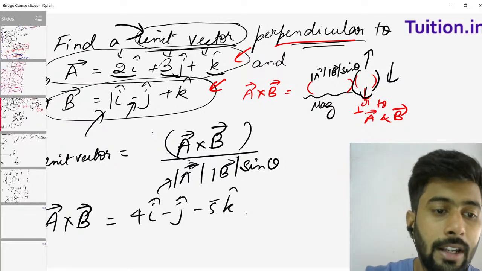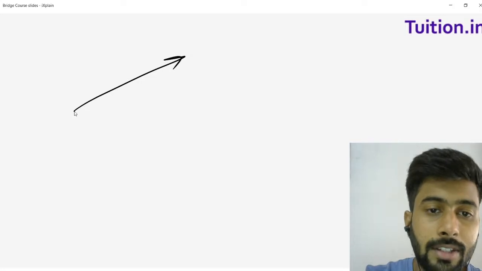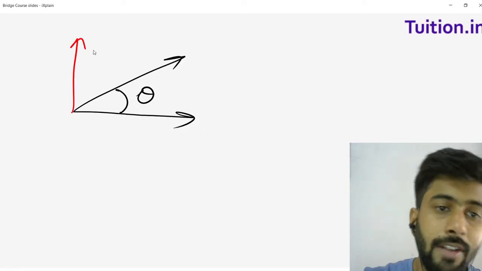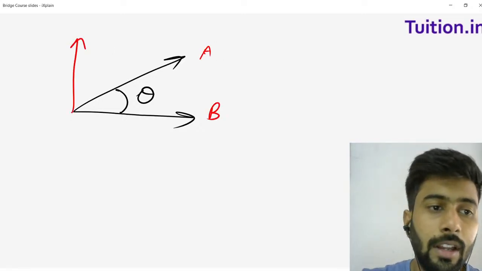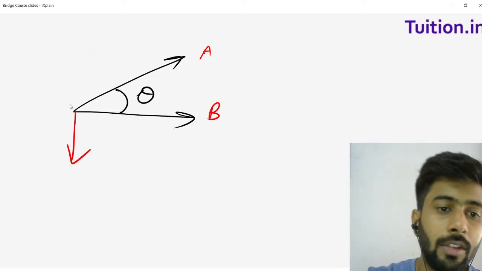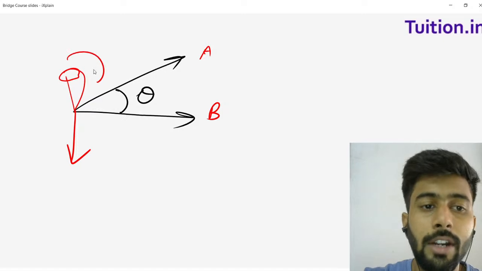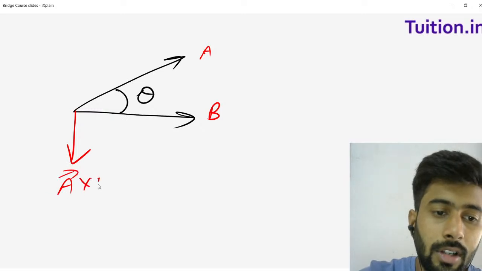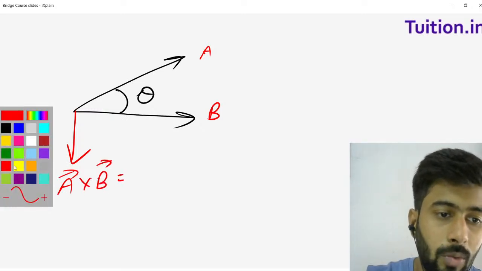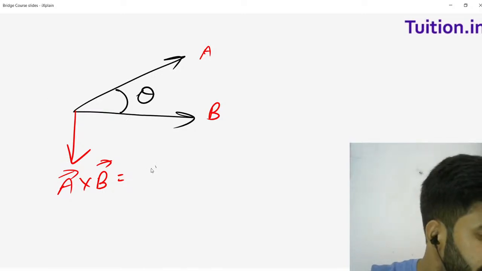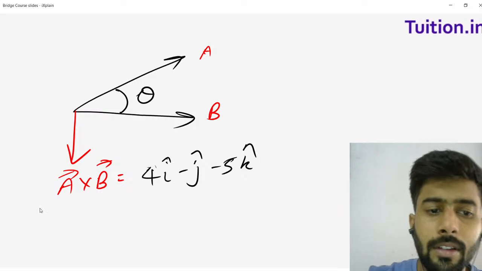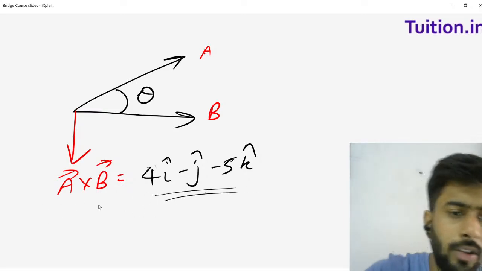Now let's see visually what we have got. Our A bar was something, our B bar was something, there was some theta between them, I don't know what it is, but I got this red vector. This is A, this is B. In fact, A cross B will point down, it will not point up. You can use the screw rule: rotate from A to B through the smaller angle, and that screw will go down. So the A cross B vector is pointing downwards, and I have got it as 4i minus j minus 5k. But what is the magnitude of this?